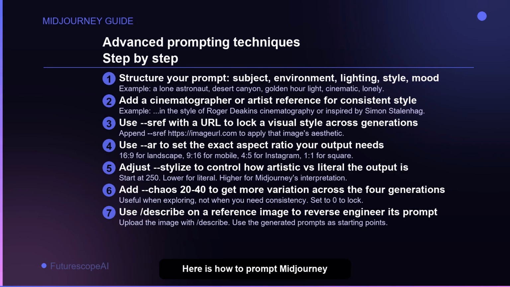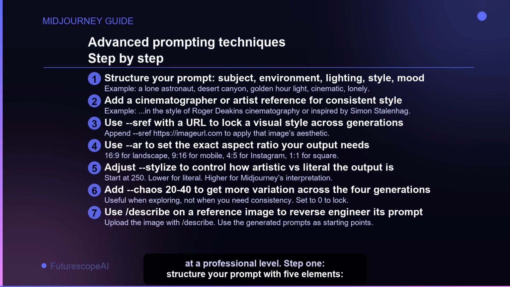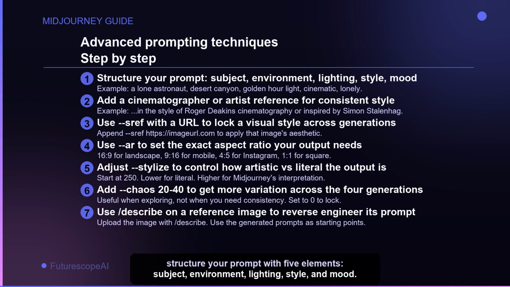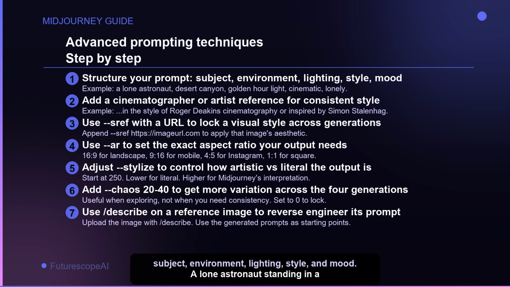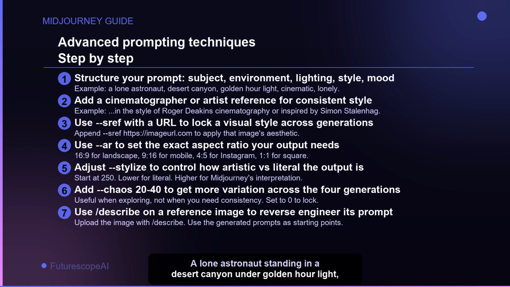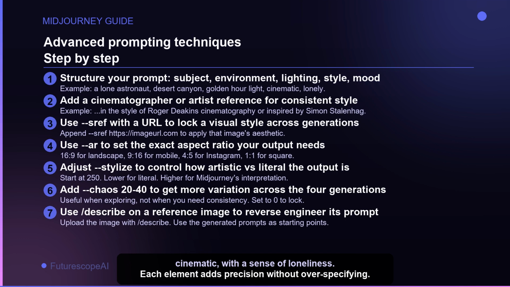Here is how to prompt Midjourney at a professional level. Step 1. Structure your prompt with 5 elements: subject, environment, lighting, style, and mood. A lone astronaut standing in a desert canyon under golden hour light, cinematic, with a sense of loneliness. Each element adds precision without overspecifying.